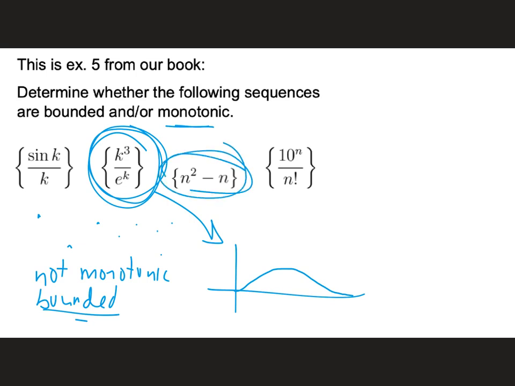This one's going to keep growing, because if you think about x squared minus x, that's going to keep growing. So that's not bounded, nor is it monotonic, because if you have x squared minus x, it will decrease a little bit and then it will go up. So that one's neither. And then this one, 10 to the x over x factorial, graph that. And I hope you have Desmos open.